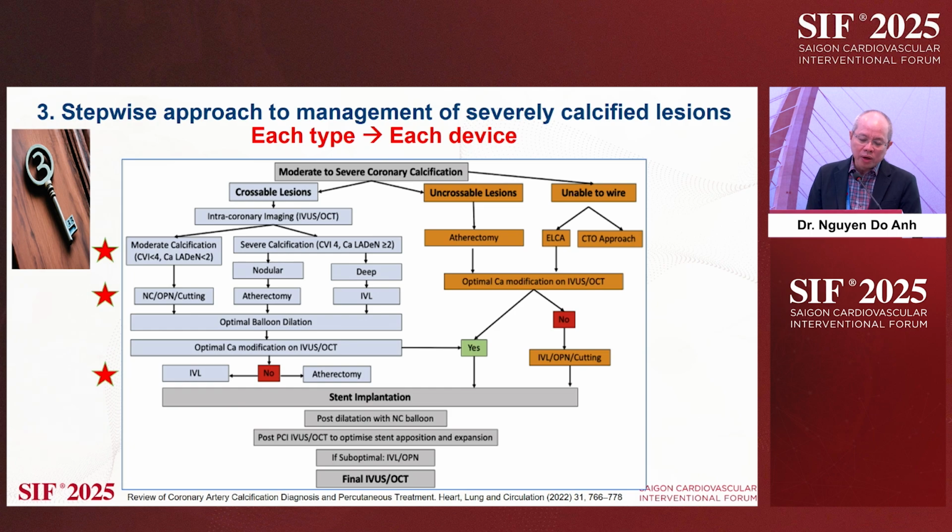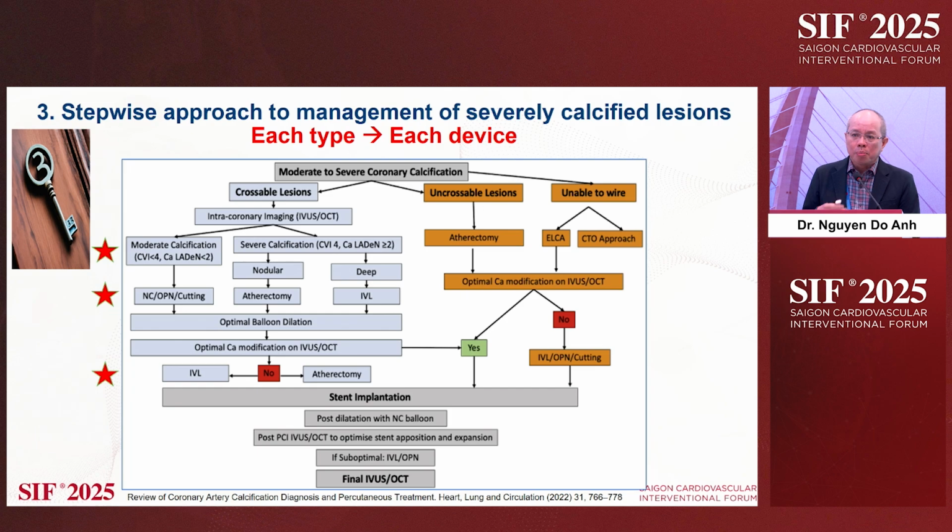And now, next is the stepwise approach to how to manage severe calcified lesions. At first, we simplify clinical practice. We simplify the lesion into crossable and uncrossable lesions. If we meet an uncrossable lesion, rota first. But after rota success, you have to turn back to the IVI.